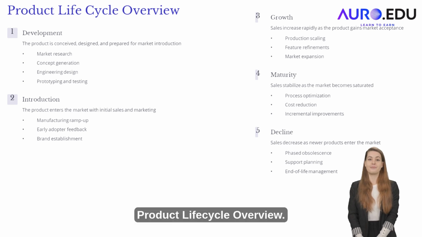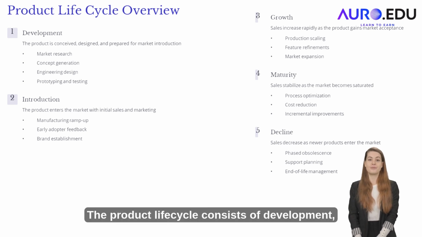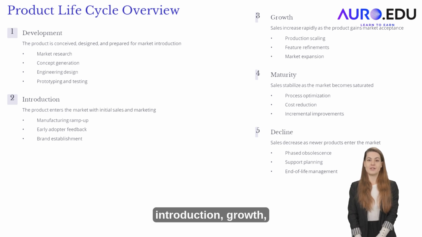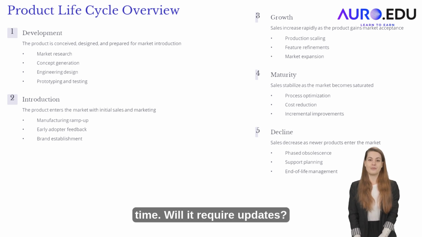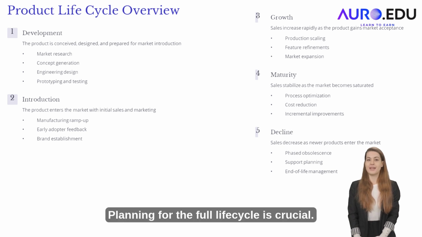9. Product life cycle overview. The product life cycle consists of development, introduction, growth, maturity, and decline. As an engineer, you must consider how your product evolves over time. Will it require updates? Will it become obsolete? Planning for the full life cycle is crucial.